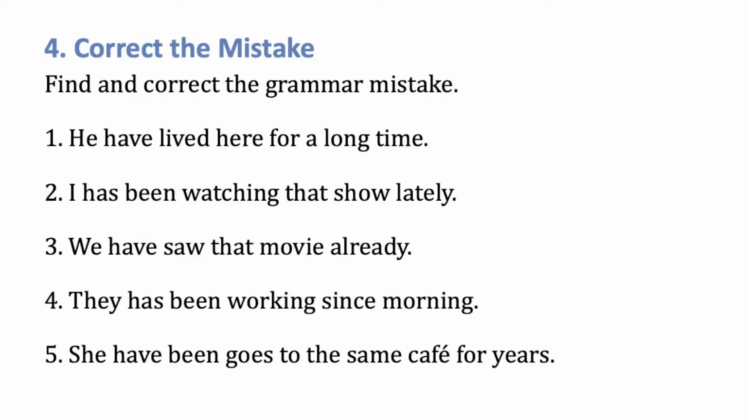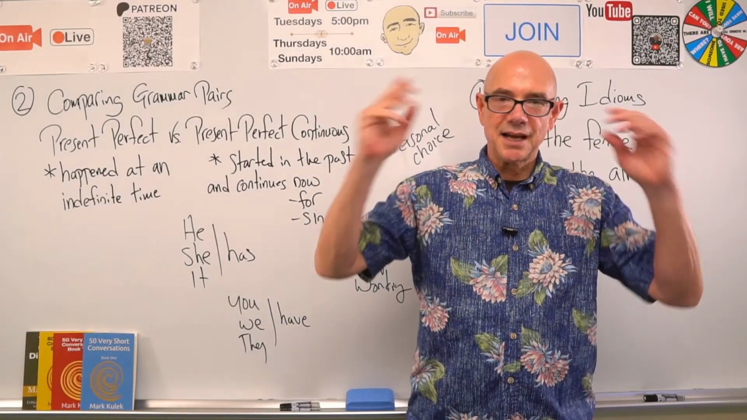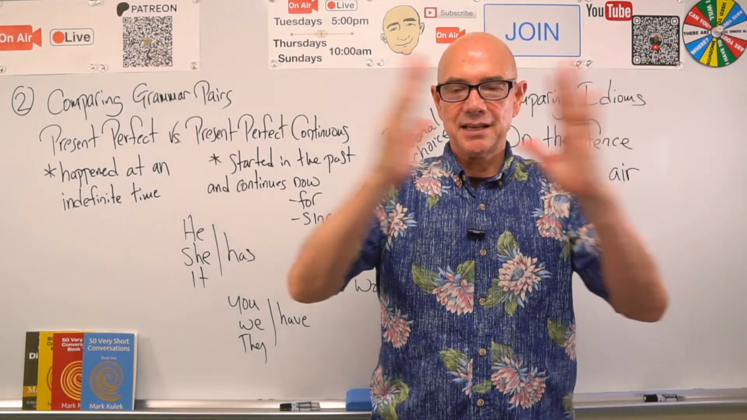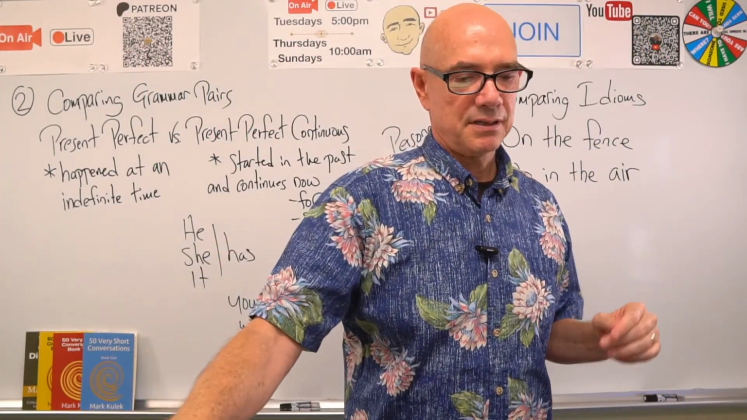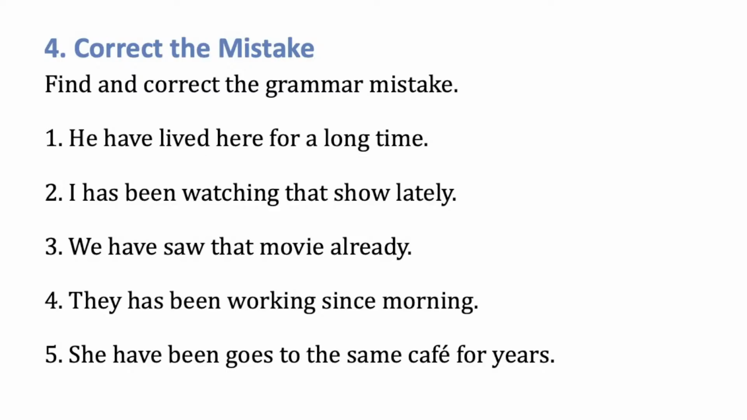Good, Helga. Okay, here we go. Helga is fixing the mistakes. He has been living here for a long time. Now, living here for a long time, right? So that's duration of time. For a long time, okay? So we want to use the continuous. The present perfect continuous. So he has been living here for a long time. So Helga got that correct.